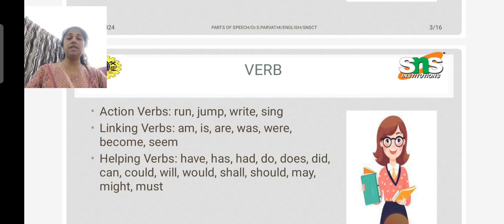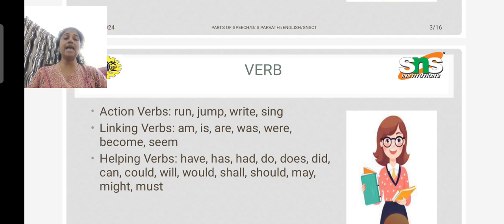Action verbs are like your action. You can jump, run, ride, sing, swim, whatever. When you are doing something, that action is called an action verb. You're moving, dancing, running, walking, jogging, these come under action verbs. And what are linking verbs? If you are introducing yourself, you are saying I'm Dr. Parvati. So this 'am' is a linking verb, right? Am, is, are, was, were, become, seen, these are all called linking verbs.